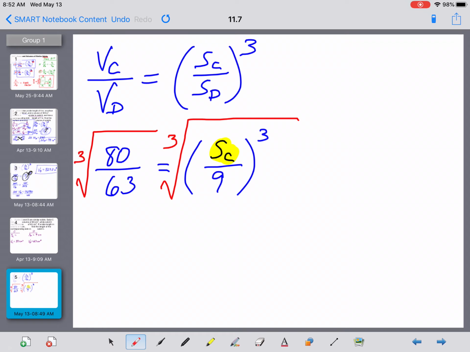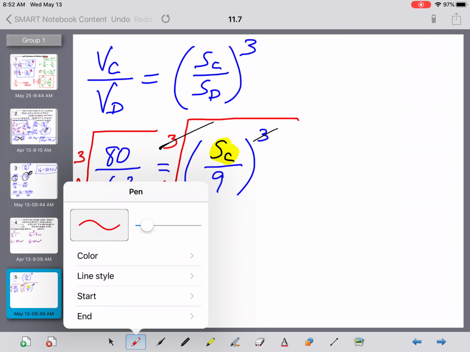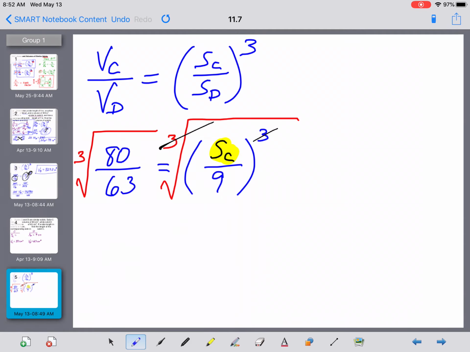And of course, whatever we do to the right side, we do to the left side. Now on the right, a cube and a cube root cancel each other out completely. So the right side is now just going to be side length from figure C divided by 9. The cube and the cube root took care of each other. But over here on the left side, we've got to do the cube root of 80 over 63.